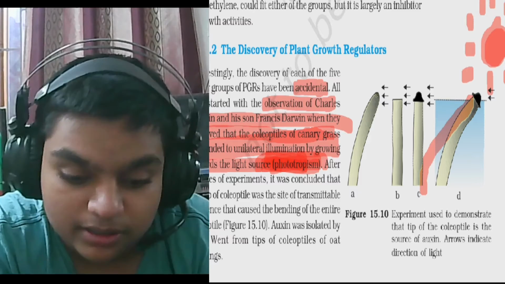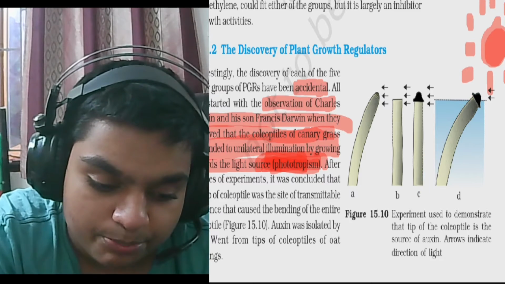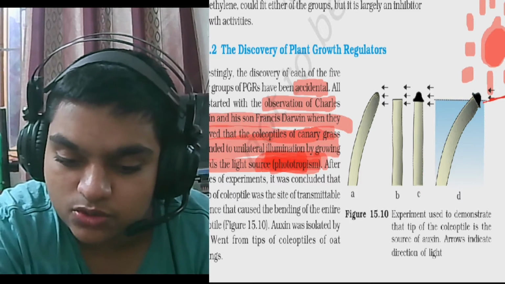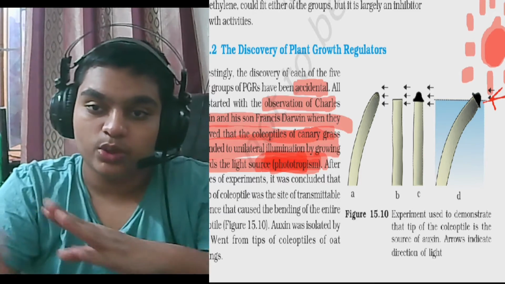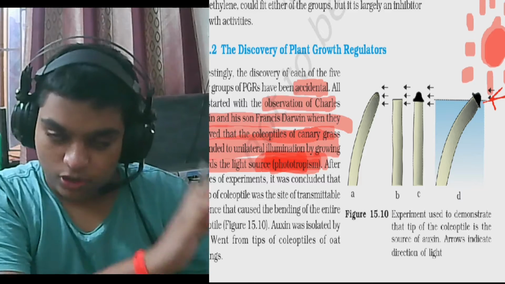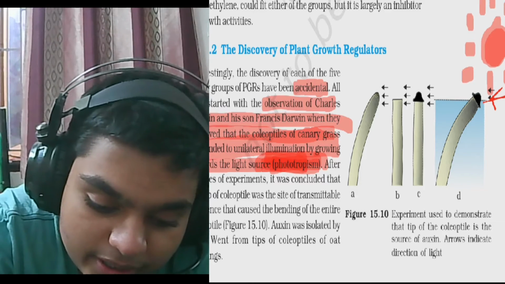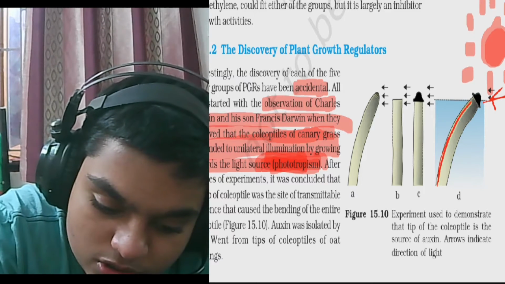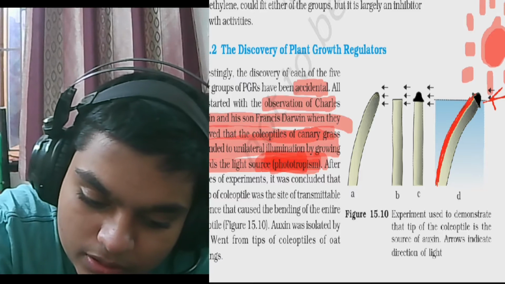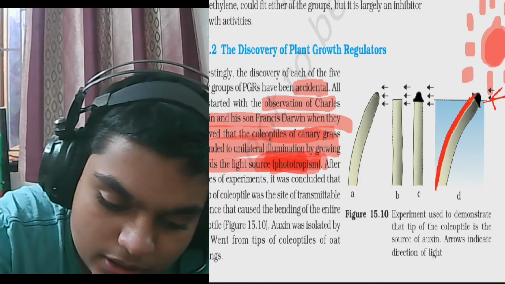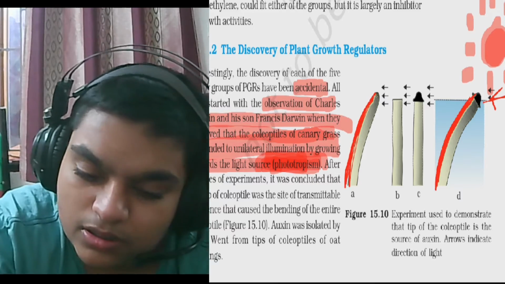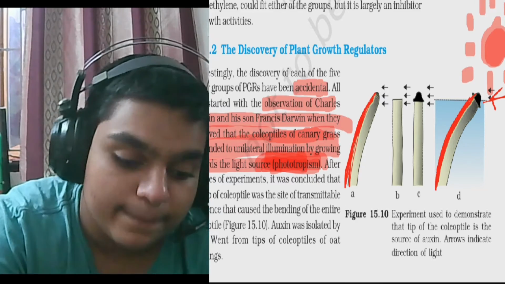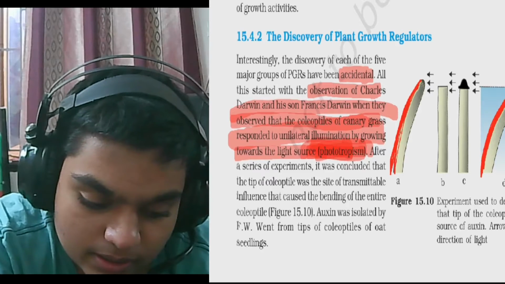These are auxins. If this direction is the light source, auxins accumulate onto the surface opposite to the light source. So this side, they accumulate on this side. Here they accumulate like this, auxins. So that is why there is a bending.